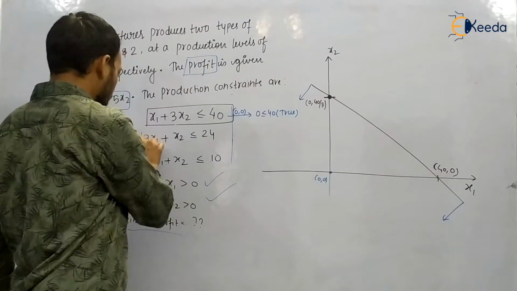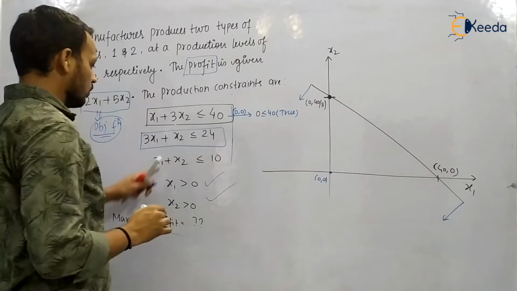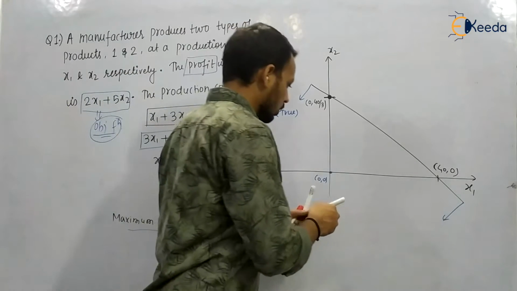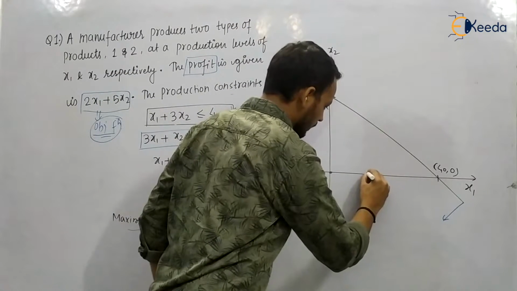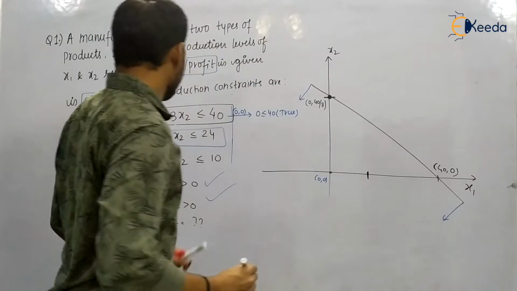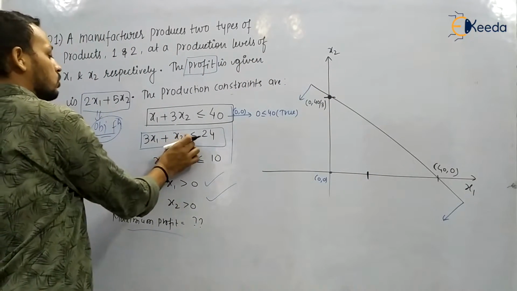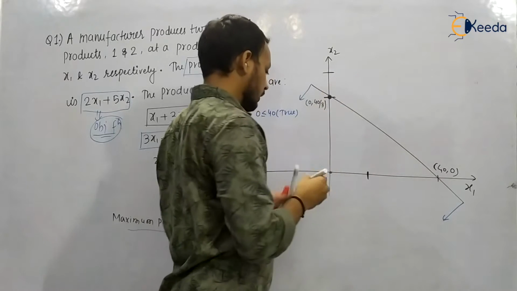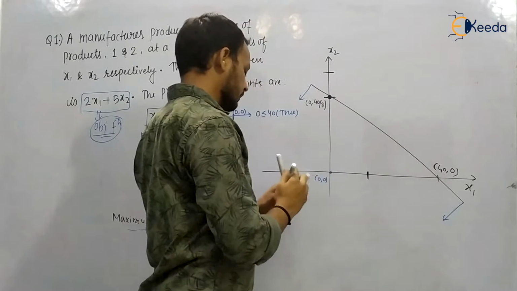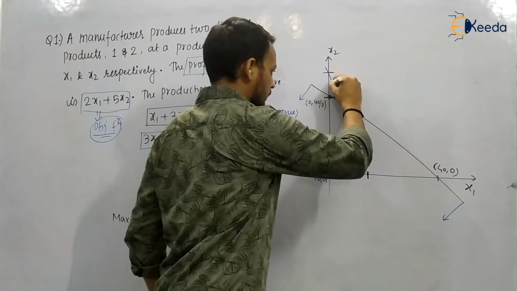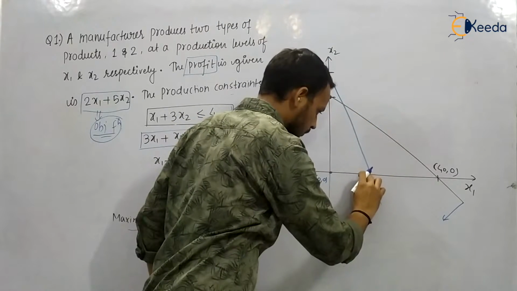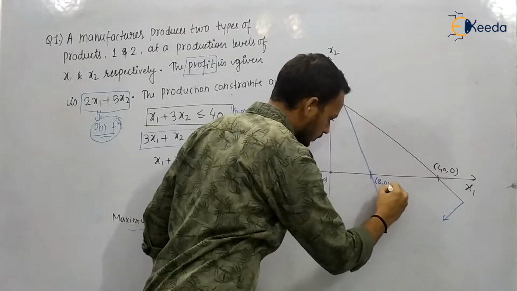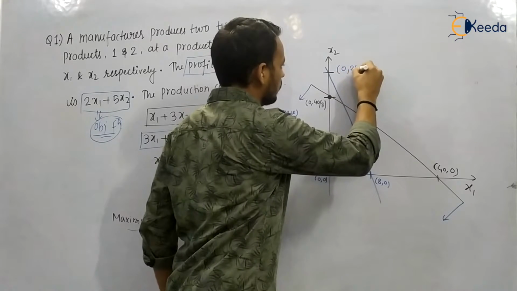Now the second constraint, 3x1 plus x2 less than or equal to 24. If you put x2 equals 0, then x1 you get is 8, somewhere here. And if you put x1 equals 0, then x2 you get is 24. So now we will construct the line. This is 8 comma 0, and this is 0 comma 24.